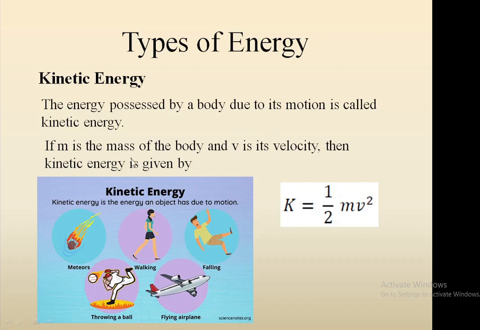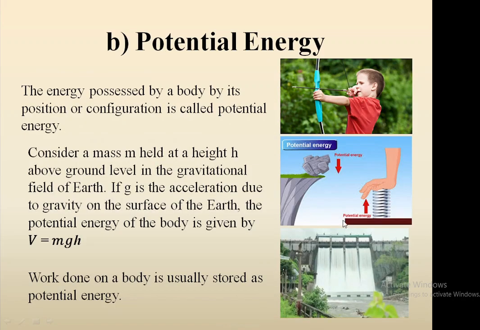Suppose m is the mass of the body and v is its velocity, then the kinetic energy is given by K = 1/2 mv². K = 1/2 mv². Then let us move to the second type of energy, that is called the potential energy.